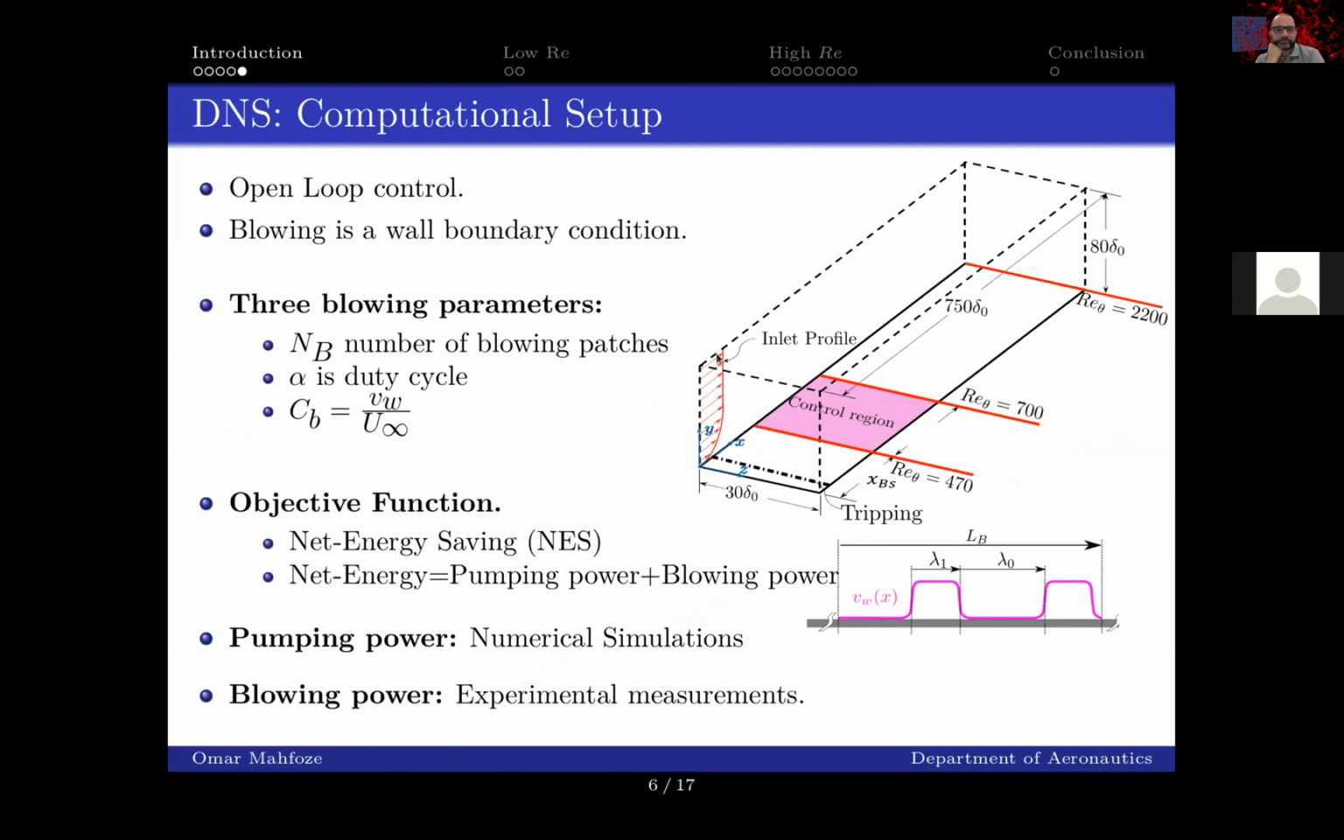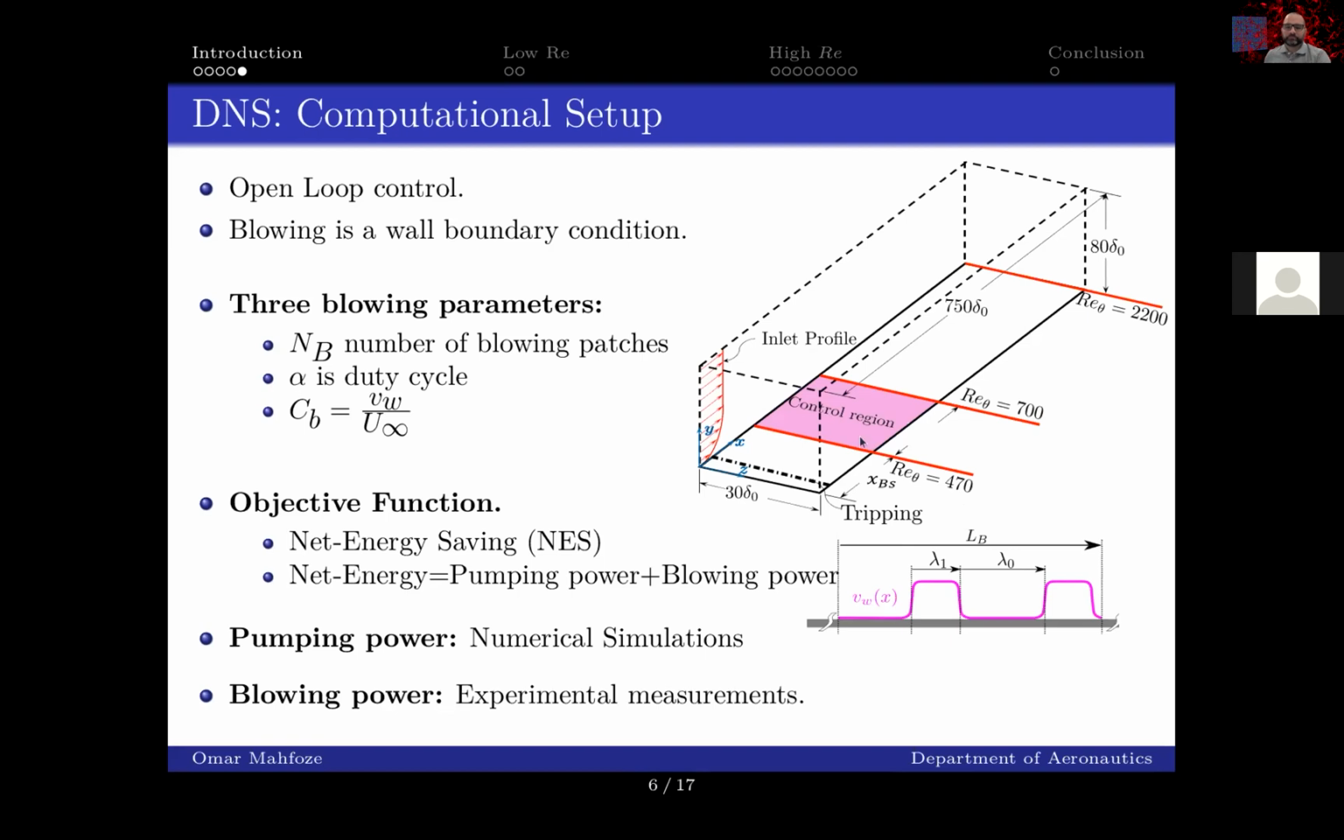We're having a laminar boundary layer at the inlet here with tripping to transition the boundary layer from laminar to turbulent. And we can reach a Reynolds number based on the boundary layer momentum thickness up to 2,200. We apply the control, or the blowing, as a boundary condition where we have a no-slip boundary condition everywhere apart from the control region, where the wall-normal velocity equals whatever value we put. This region is located between Reynolds number 470 and 700.